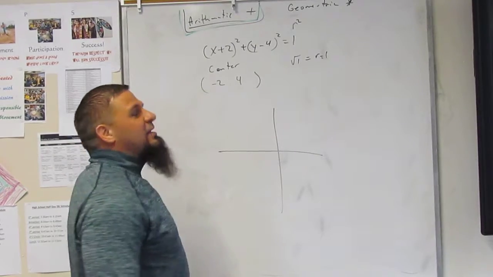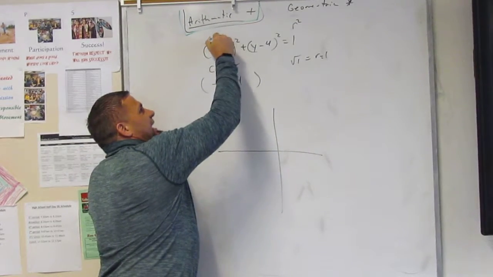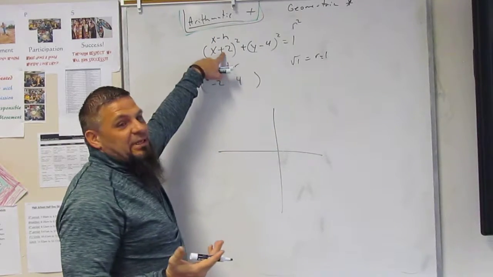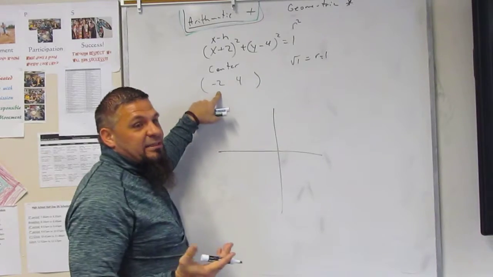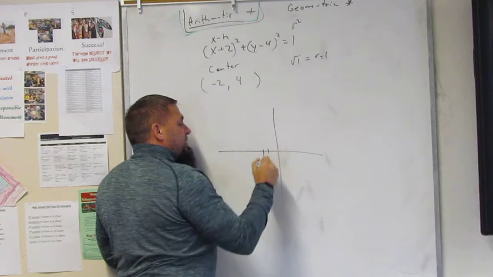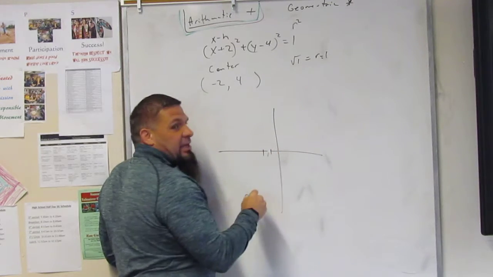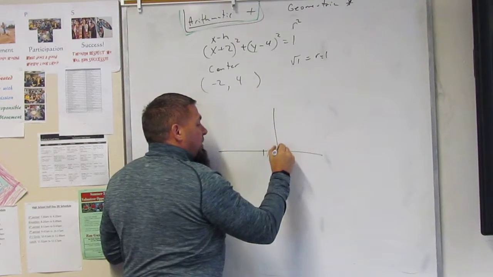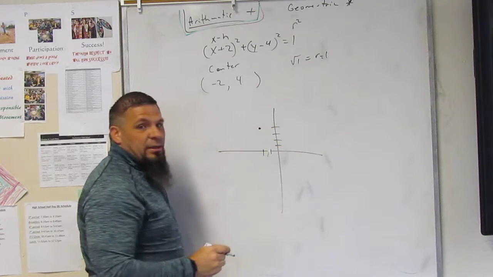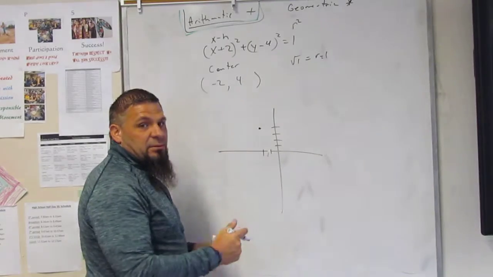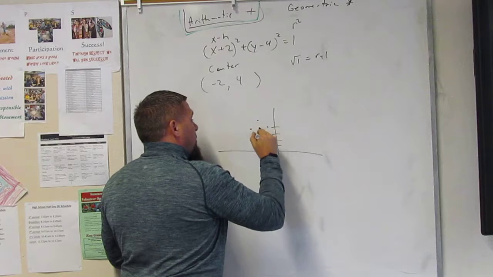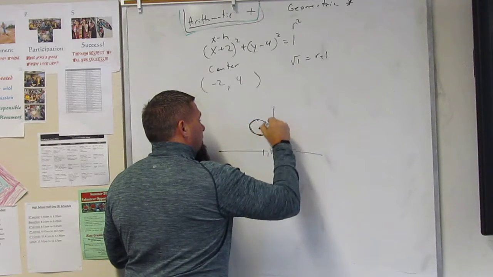2 and 4, right? So always the opposites because it's x minus h. Right? So they're just opposite. Opposite of plus 2, minus 2. Opposite of minus 4, plus 4. So negative 2, 1, 2. Right? And then positive 4. 1, 2, 3, 4. So that would be right here, right? And then what's my radius? 1, 1, 1, 1. And there's my circle.